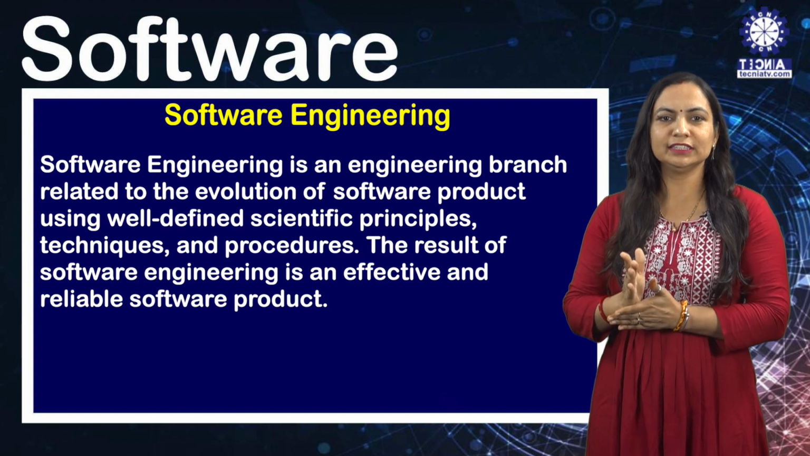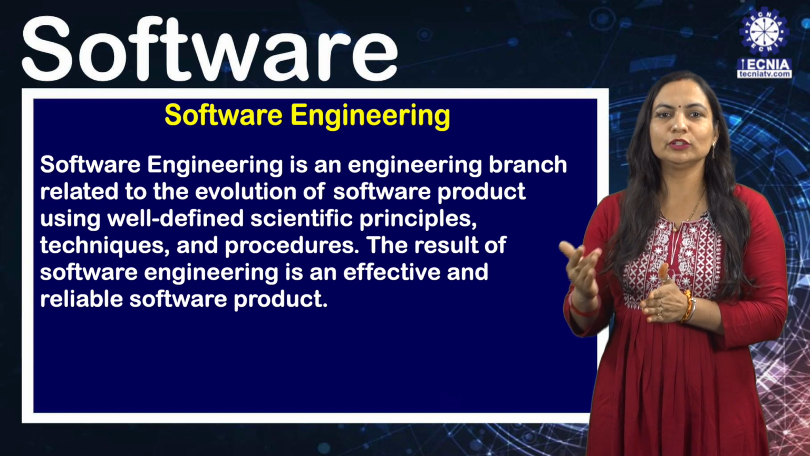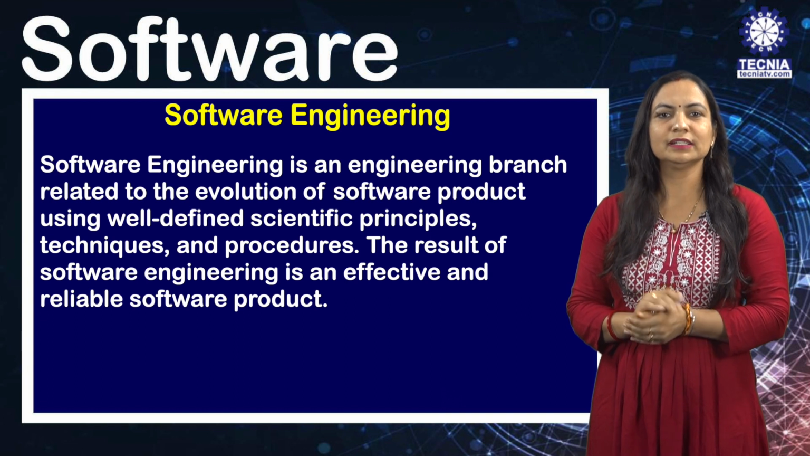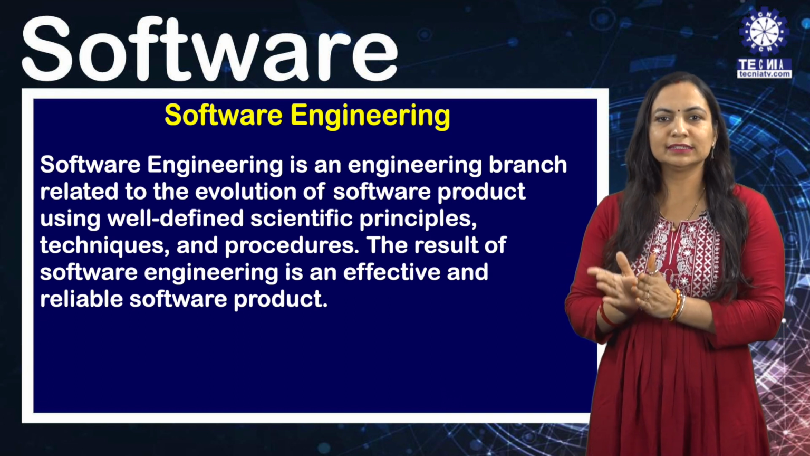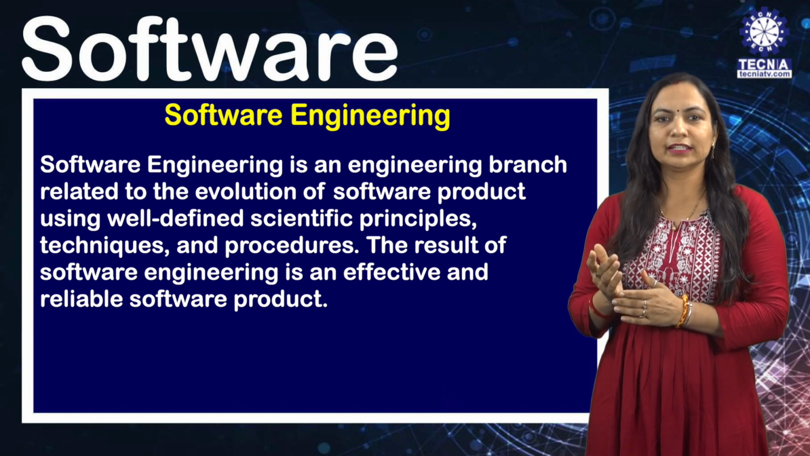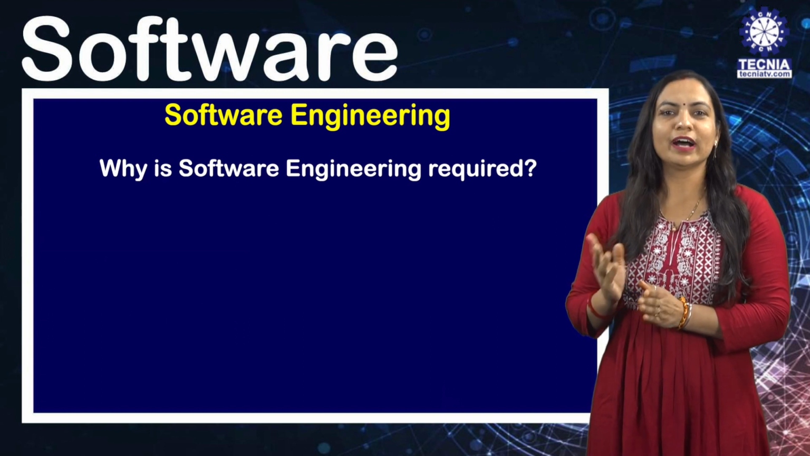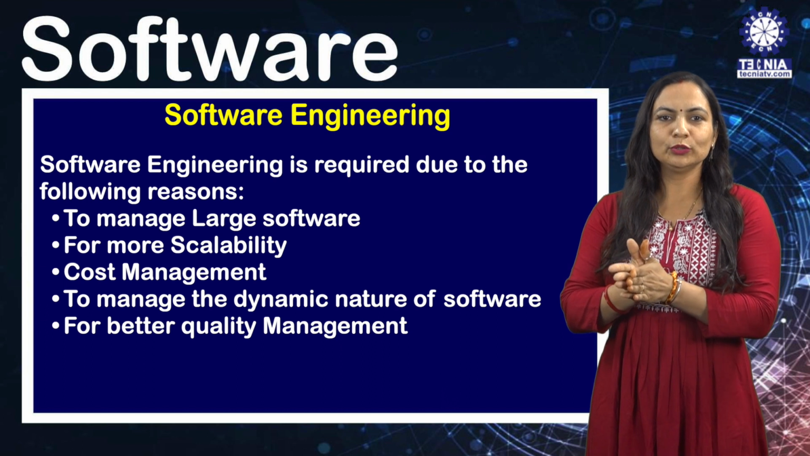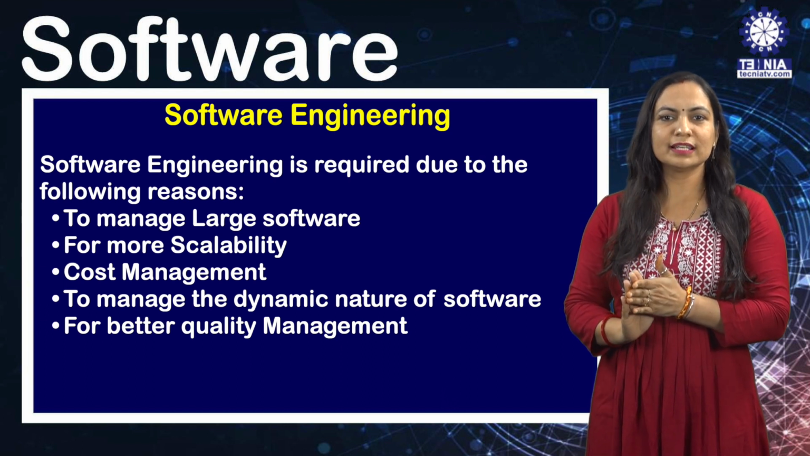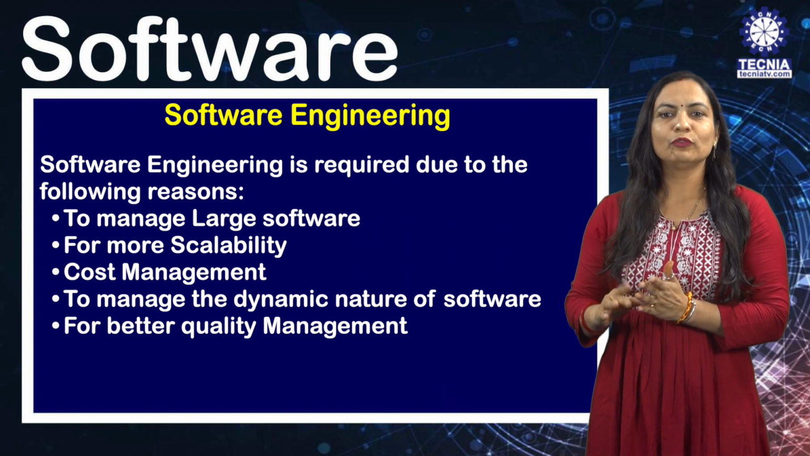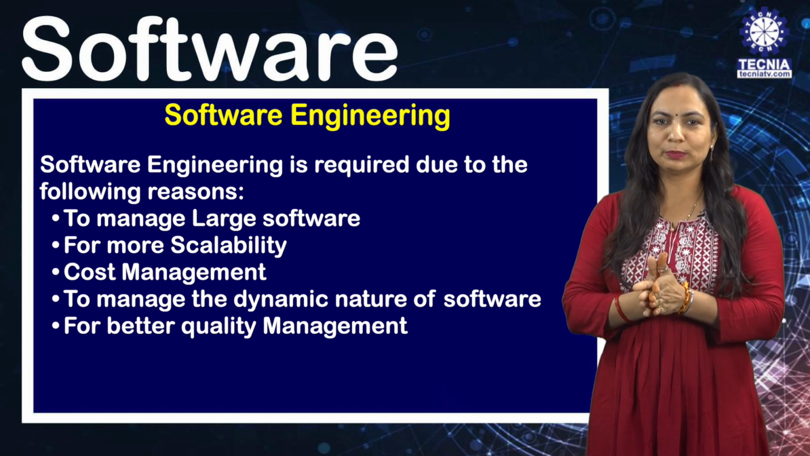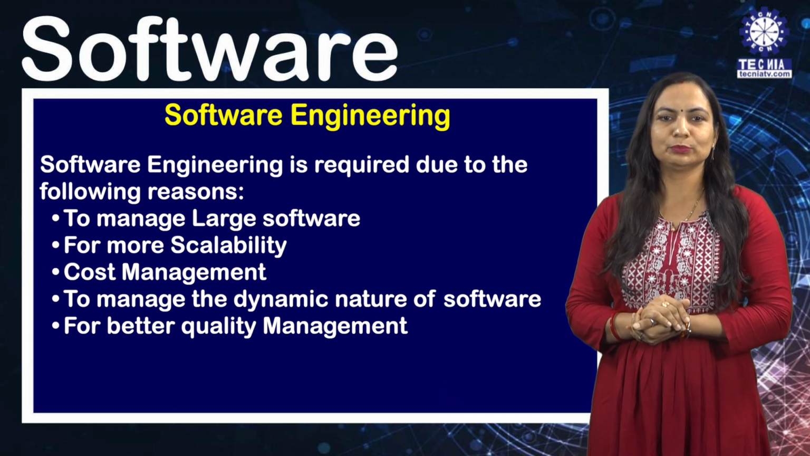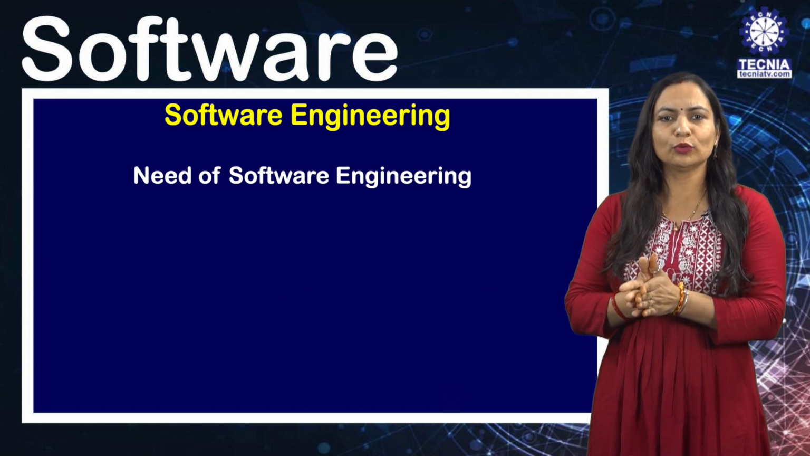So, software engineering is an engineering branch related to the evolution of software products using well-defined scientific principles, techniques and procedures. The result of software engineering is an effective and reliable software product. Why is software engineering required? Software engineering is required due to the following reasons. First is to manage large software, for more scalability, cost management, to manage the dynamic nature of software, for better quality management.